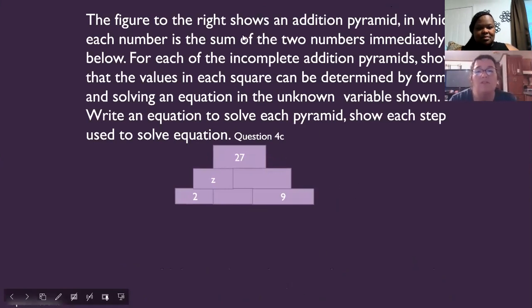The figure to the right shows an addition pyramid in which each number is the sum of two numbers immediately below. For each of the incomplete addition pyramids, show that the value in each square can be determined by forming and writing an equation. Make sure you show your work.